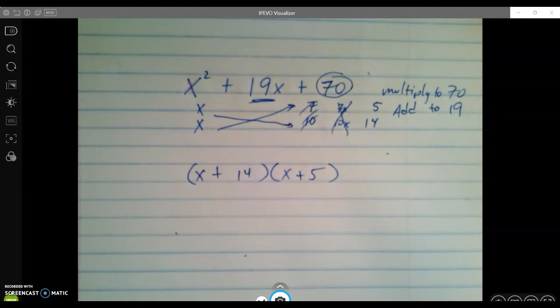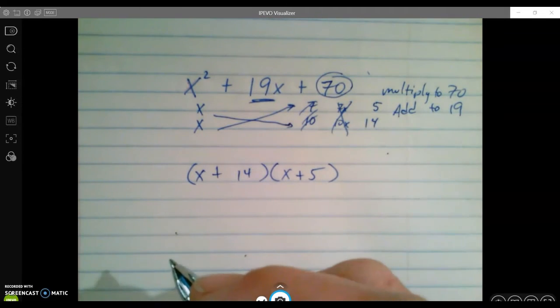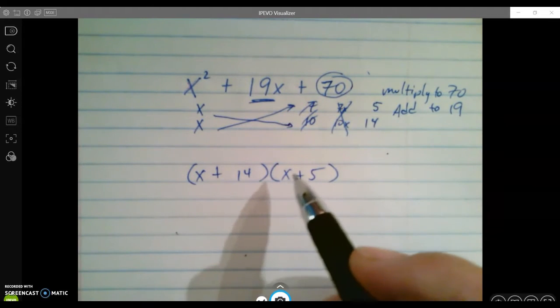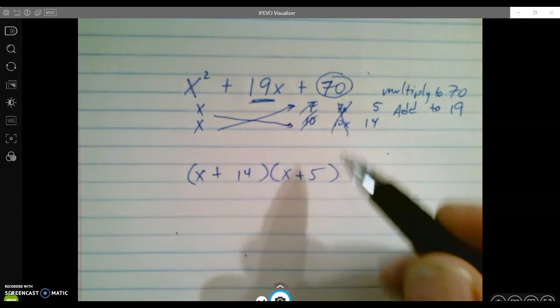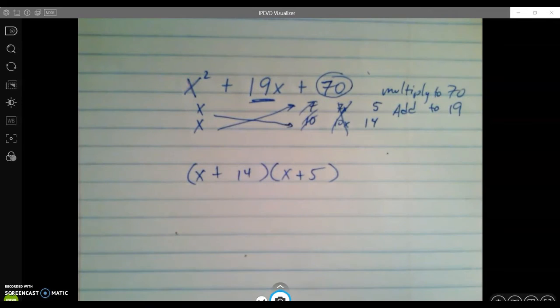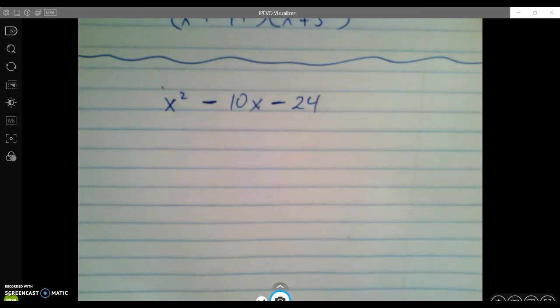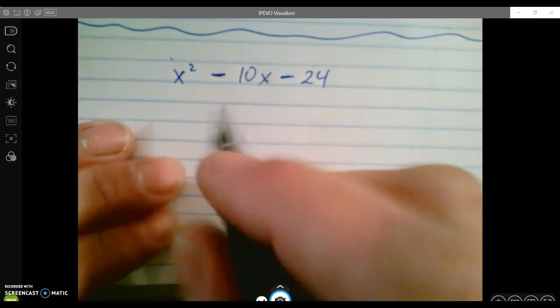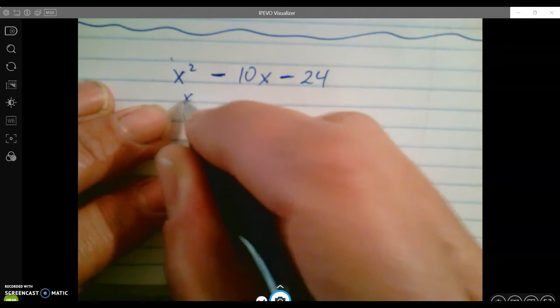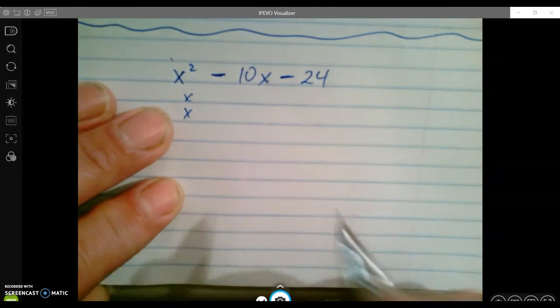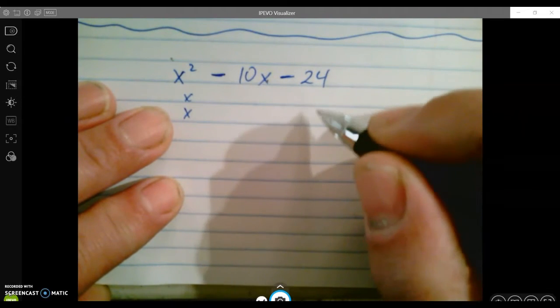Now, we need to try one more with a negative in there. So this one took us a little while because it was 70. We had to try a couple, and that'll happen as well when you do negatives. Okay, so let's check this again. There's a new one, but it has negatives now. X squared comes from x times x. That's how we're going to start these problems. And then over here, we're going to put the multiples of 24.